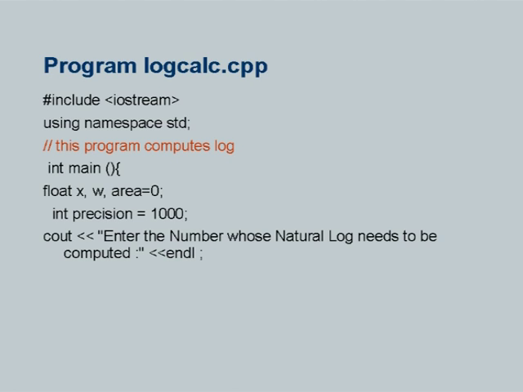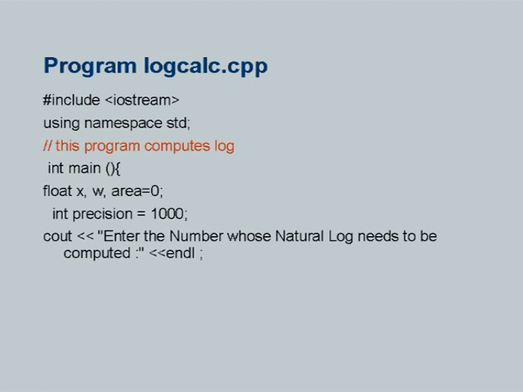The next one says int main, which is the beginning of my program. float x, w, area = 0. You can see area = 0 can also be specified in the declaration of a name for a location. So that will initialize the value of area to 0. Then I'm saying int precision = 1000.